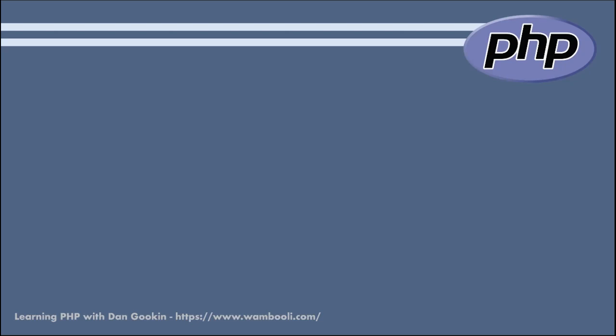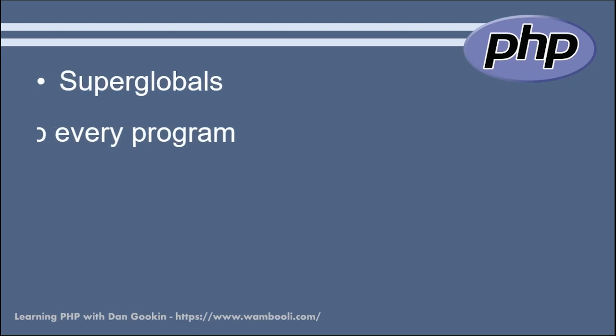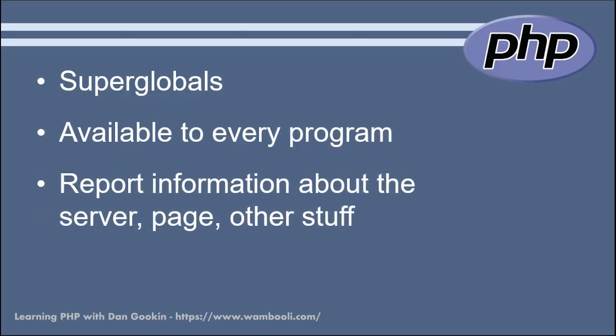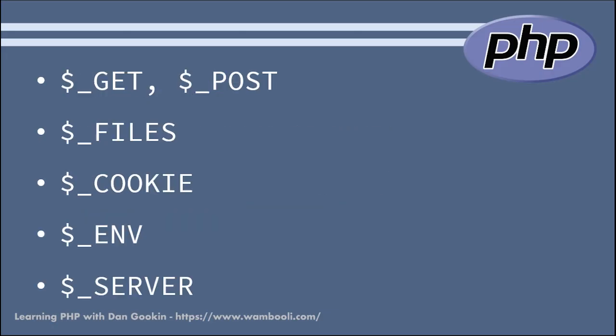PHP offers a set of information arrays called the Superglobals. These are available to every program, and they report information about the server, the page, and all sorts of useful data. Here's the short list. Some of these, like GET and POST, help process forms, as does FILES. The COOKIE array obviously deals with cookies.